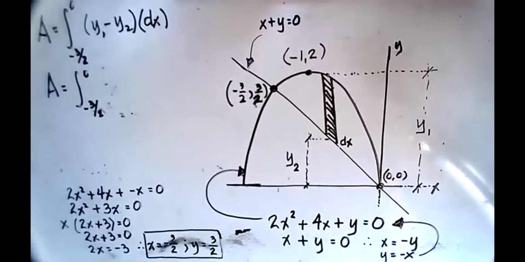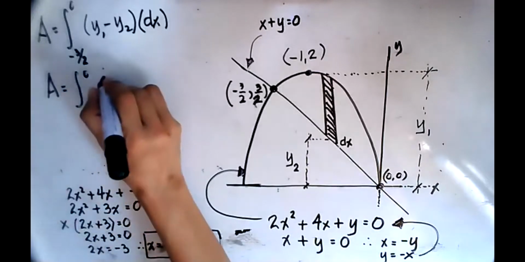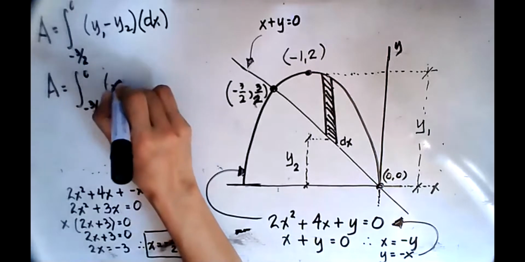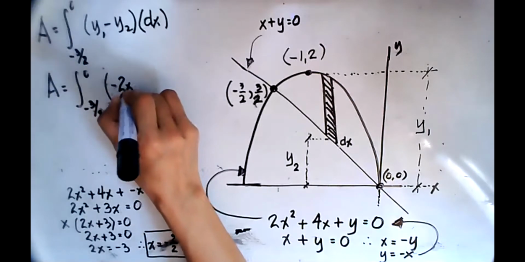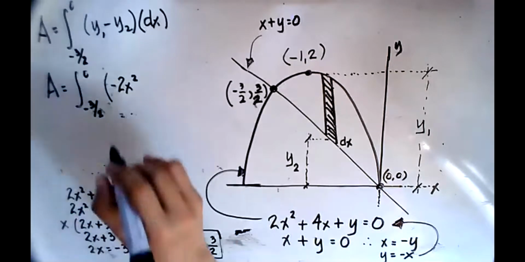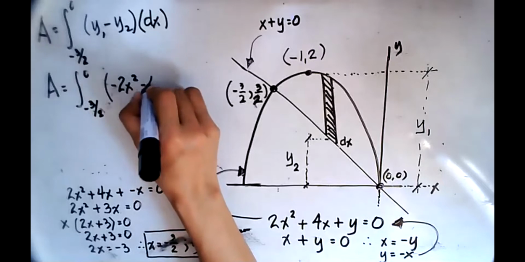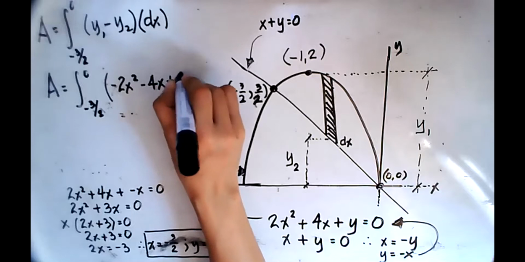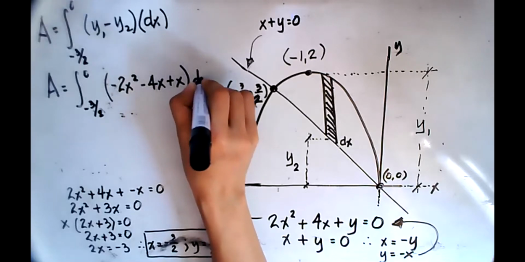And then, of course, we have the area of the equation of the curves. So if this will be the case, then you can have this as the same. Don't be confused by the sign that I will use. So negative 2x squared minus 4x plus x times dx.